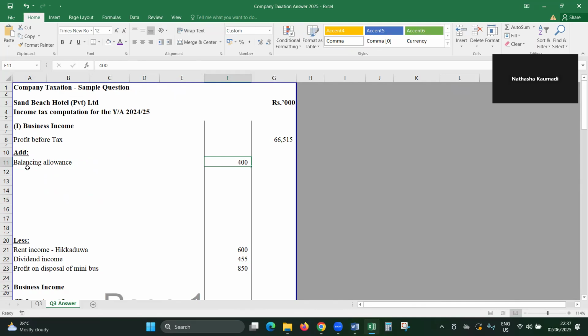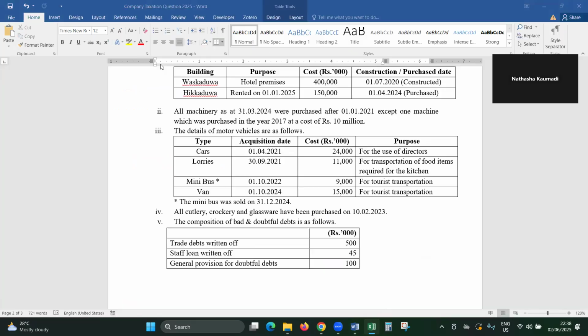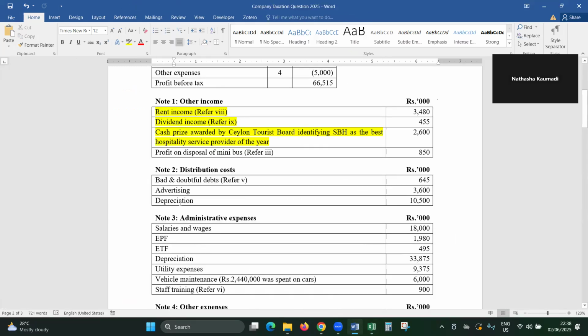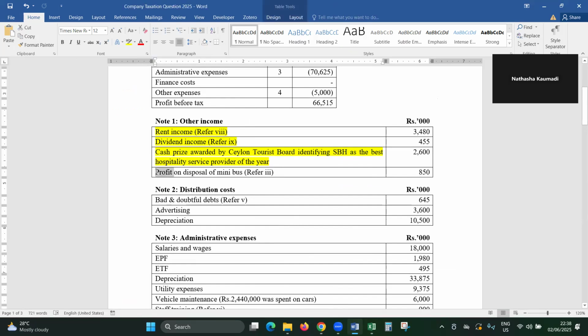All right. And you can always mention the working number as well, working one. Right, like this. So you have considered the minibus issue here. So we are done with other income with that. We have considered all the notes.